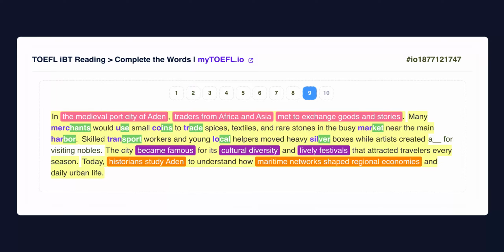Here we are, the final blank. This word describes what the artists created for their noble visitors. Think about what artists produce. Skilled transport workers and young local helpers moved heavy silver boxes, while artists created a _ _ for visiting nobles. The question provides the letter A, and we have two blanks to fill. The sentence mentions artists created something for visiting nobles. What is the general term for what artists create? It's art. The letter A and the two blanks fit perfectly with the word art. This detail adds to the picture of Aden as a center of culture as well as commerce. Great job working through all 10 words.